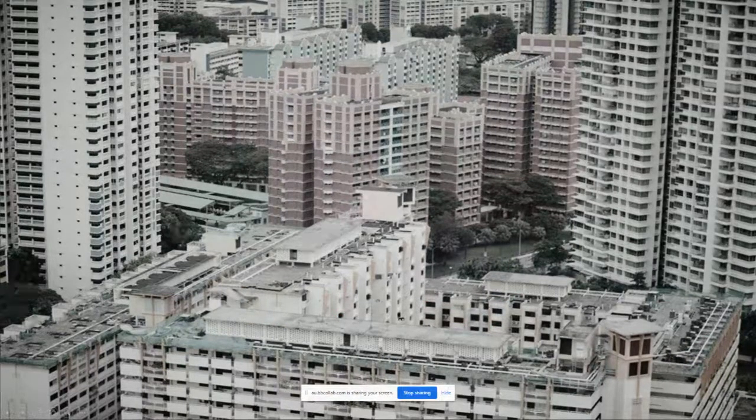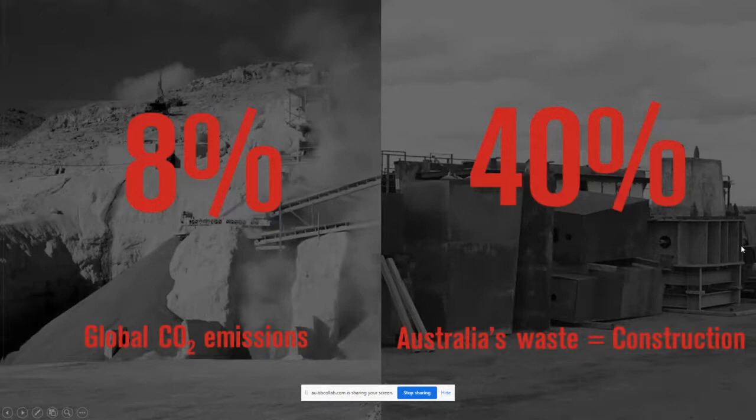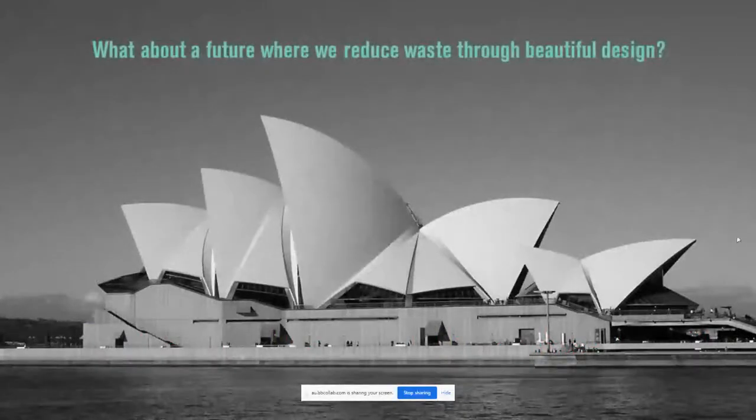It all starts with a problem, and it's all about the overuse of concrete, basically. These are the concrete jungles that we live in, and to construct them, we use a lot of single-use formwork, which contributes to one of Australia's major waste streams, 40% of construction and deconstruction. Concrete itself contributes to almost 8% of all global CO2 emissions, which is terrible. So how can we build a future where we reduce waste through beautiful design?